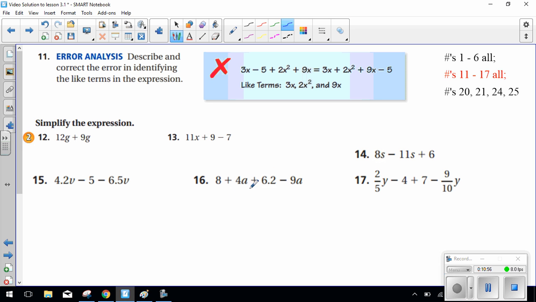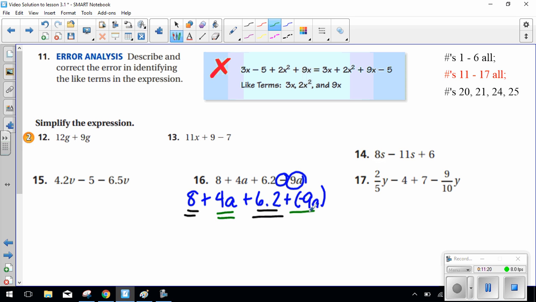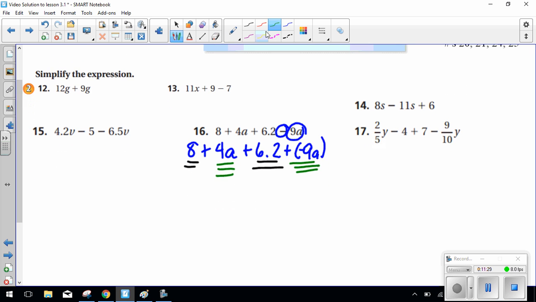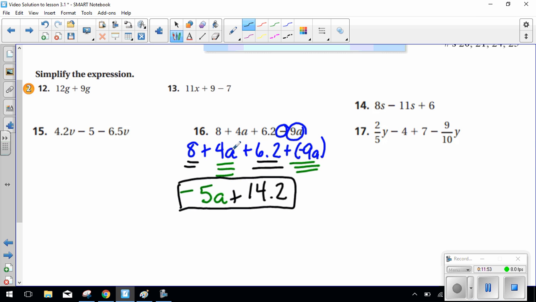So in number 16, I see another minus here. So 8 plus 4a plus 6.2 plus opposite. Now what I'm going to do is take my 8 and add it to 6.2 since they're both constants. And I'm going to take 4a and add it to -9a since they are both coefficients. I like to put the variable up front. It doesn't matter if you don't, but so 4 plus -9 is -5a plus, I'm going to take 8 and add 6.2. So that gives us 14.2. So here is the final answer, or simplified answer, for number 16.